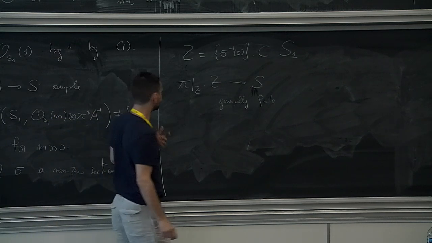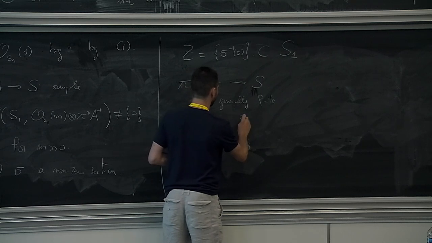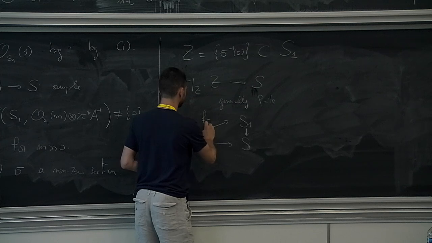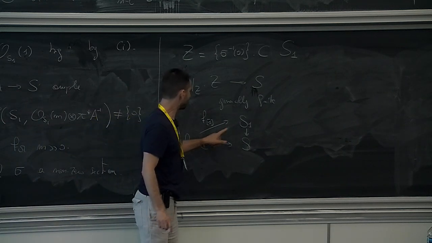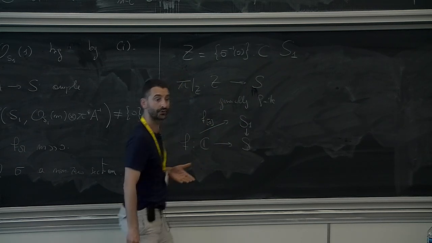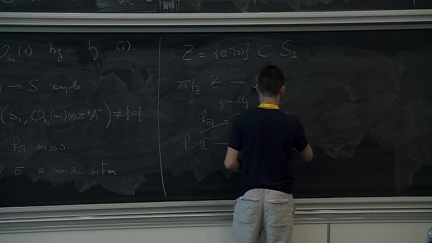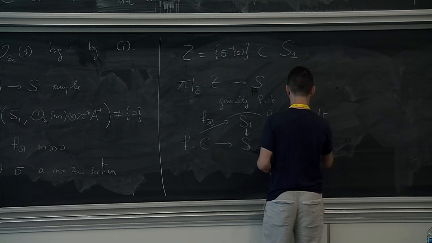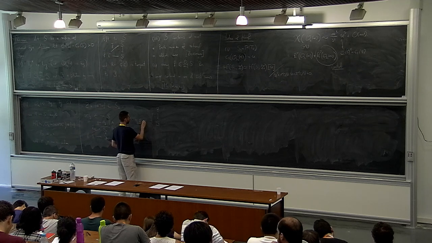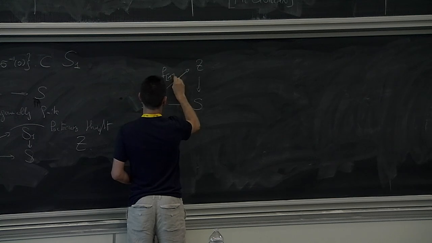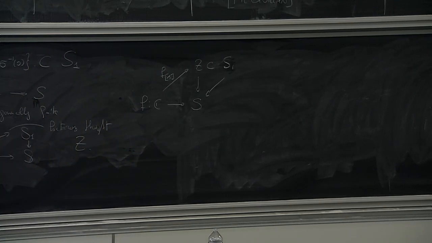Okay, but now, if you have some map from C to S, then you can lift it up to S1. This is f_1. And the fundamental vanishing theorem tells you that this map factorizes through Z, right? It must be contained in the zero locus of the differential vanishing on an ample divisor. Okay, this factorizes. So at the end, we have S, we have Z, we have f here, and you have f_1. So you see every map from C to S, you can lift to this.